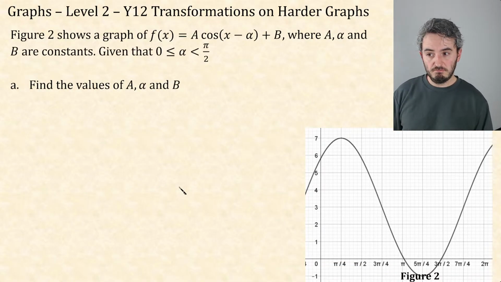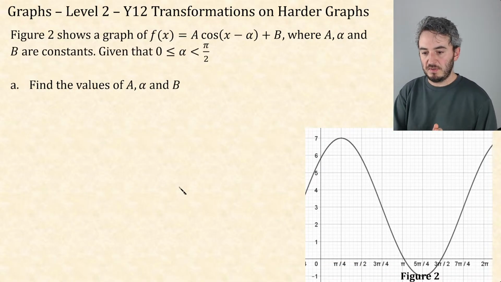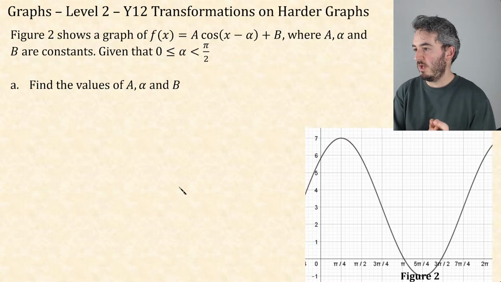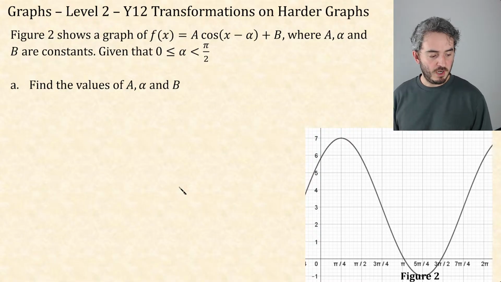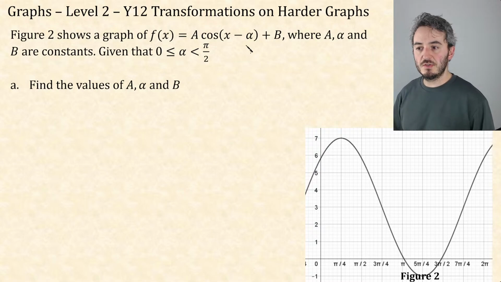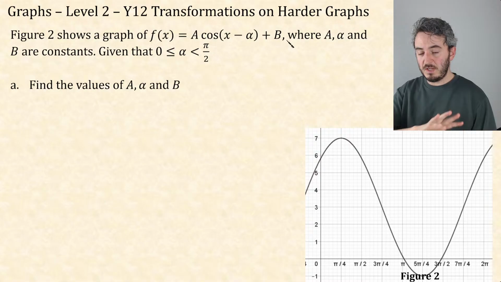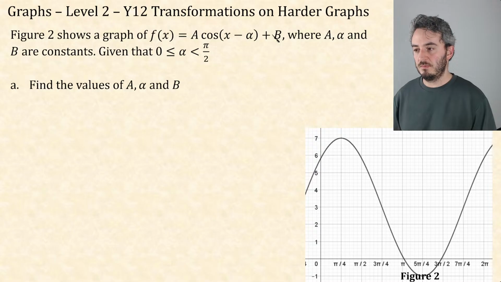Here's a different one. It looks a bit complicated, but we'll be okay. Figure 2 shows a graph of f of x equals a cos(x minus alpha) plus b. So again, that's just 3 transformations. It's some kind of translation, it's some kind of stretch, and it's some kind of translation. We're told that alpha is between 0 and pi over 2. So let's see if we can find this.